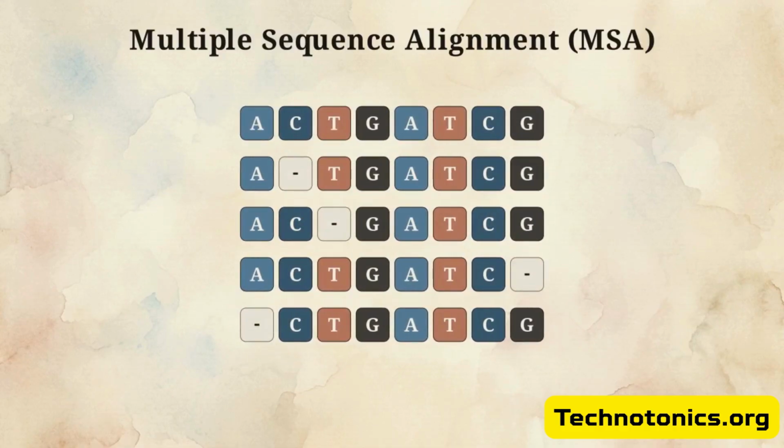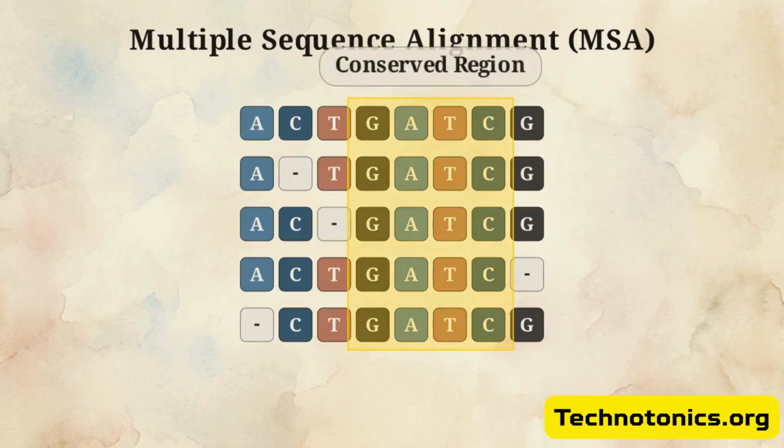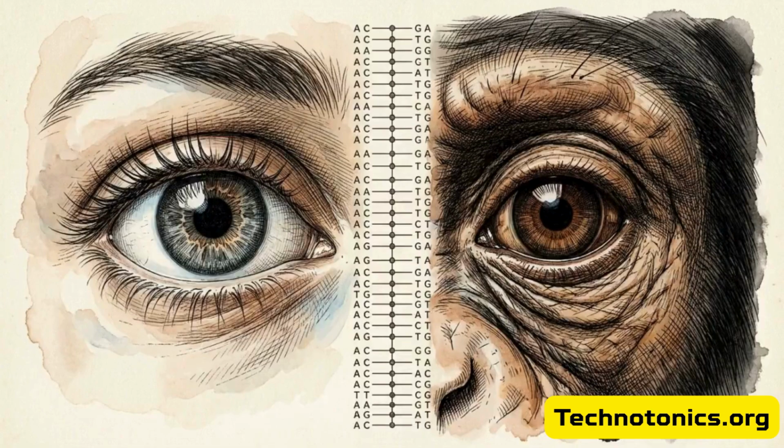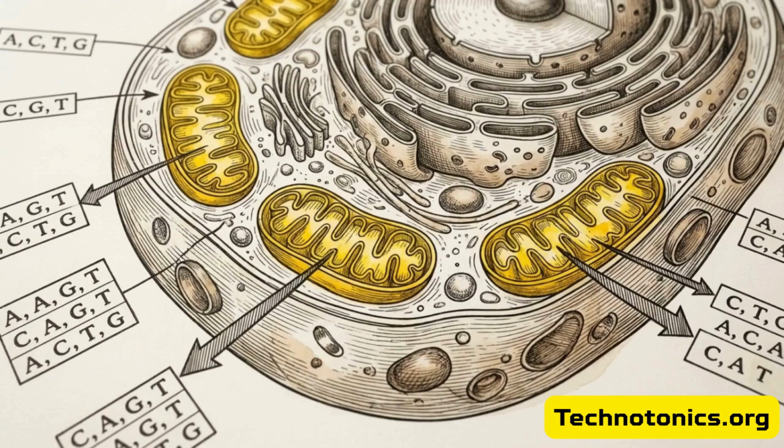The objective of MSA is to stack varying sequences on top of one another and arrange them so that matching characters align into exact vertical columns. When multiple organisms share identically conserved columns of biological code over millions of years of evolution, those regions indicate critical functional areas. Identifying these patterns allows researchers to map evolutionary history and deduce cellular mechanics.